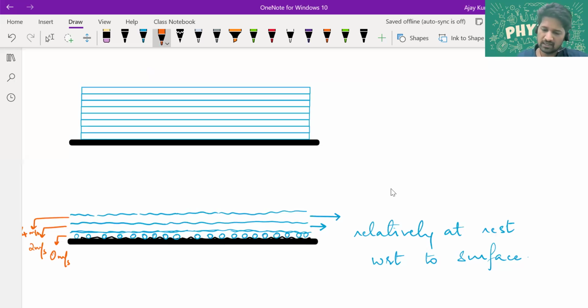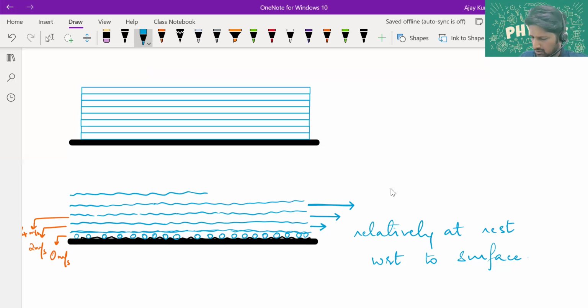Like that. And as you go further away from the surface, the velocity of the layers goes on increasing. So this layer will have an even greater velocity. Like with respect to the third layer, the fourth layer will be sliding, so it will be moving faster than the third layer. And then the next fifth layer and so on. You can continue like that.